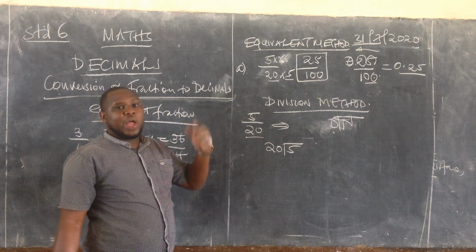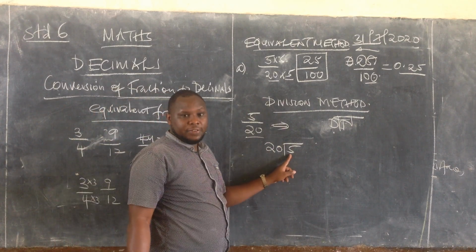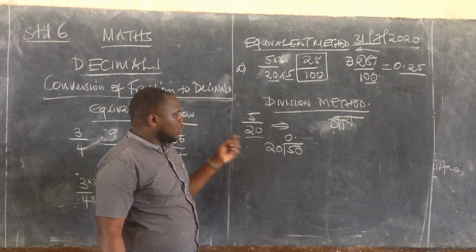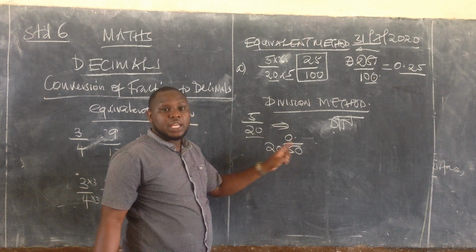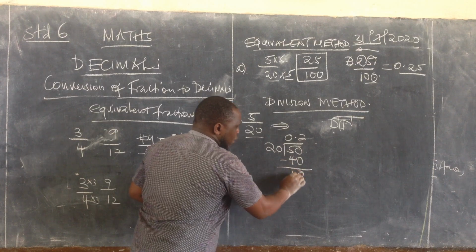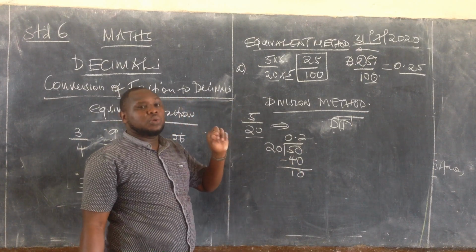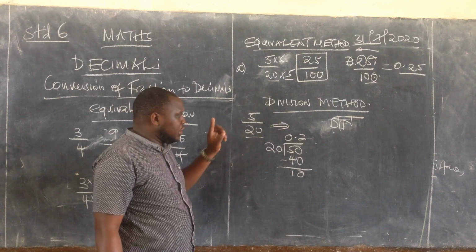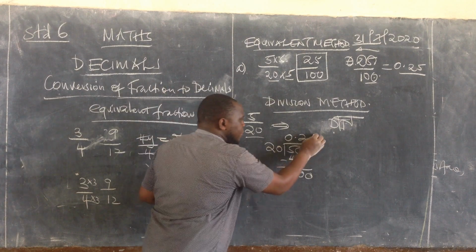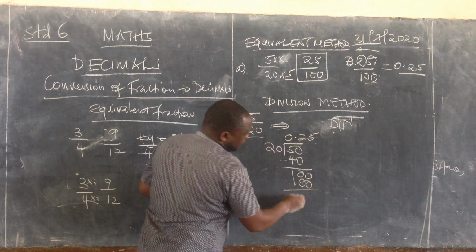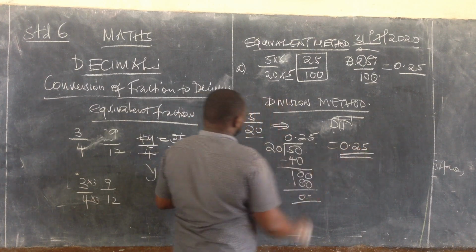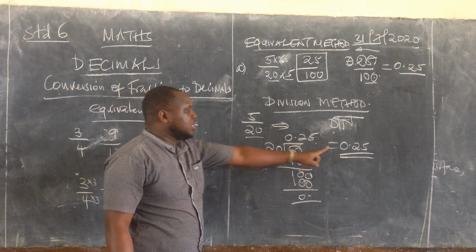From there, we are going to see that 20 cannot be divided into 5. So you need to put 0 point and add a 0 there. And therefore, you ask yourself, how many times does 20 go into 50? 2 times. You get 40. So subtract, you get 10 there. You continue because you don't want to write this as a fraction. You add a 0 here. You ask yourself, 20 goes into 100, how many times? 5 times. You get 100 there. And so your answer becomes 0.25. So 5 over 20 as a decimal is 0.25.